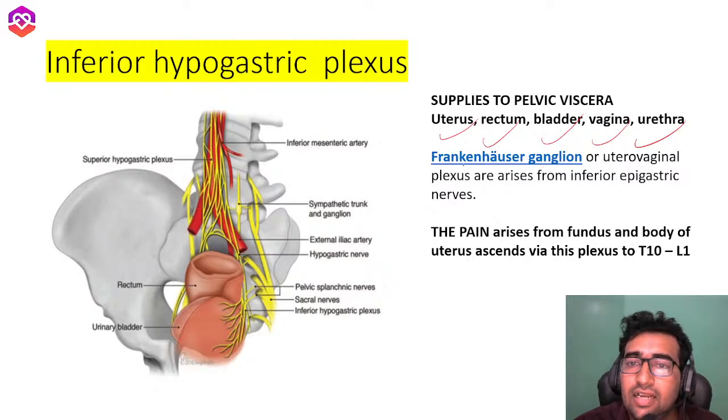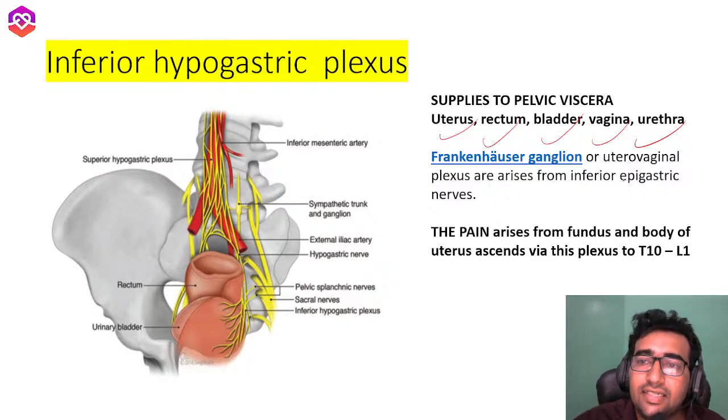The uterovaginal plexus is also called the Frankenhauser ganglion. It actually arises from this inferior hypogastric plexus. If you get a question like, Frankenhauser ganglion or uterovaginal plexus arising from where? You have to answer that it's from the inferior hypogastric plexus.